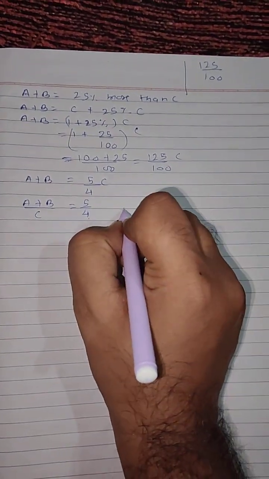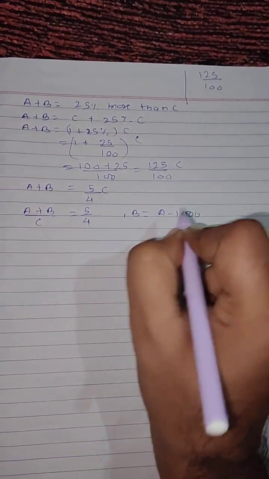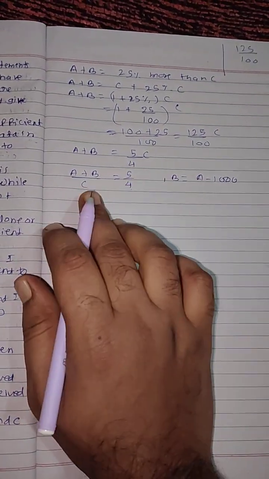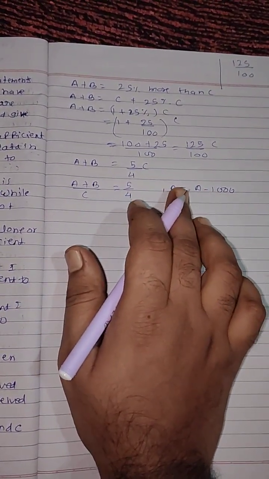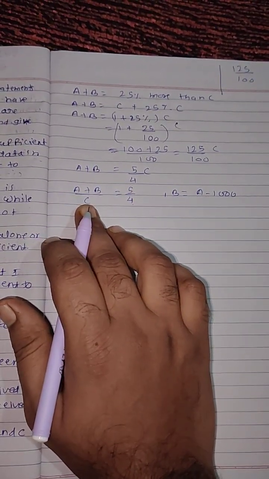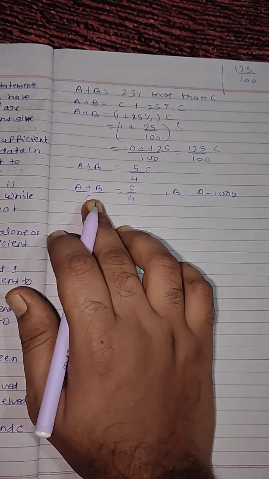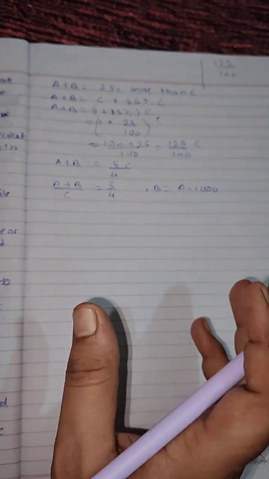So B received 1000 less than A. So by using these two statements, we will not be able to find, because C is also there. We can't find the value of B, since here A is also unknown and B is also unknown. So by using statement 1, we will not be able to find the value of B.